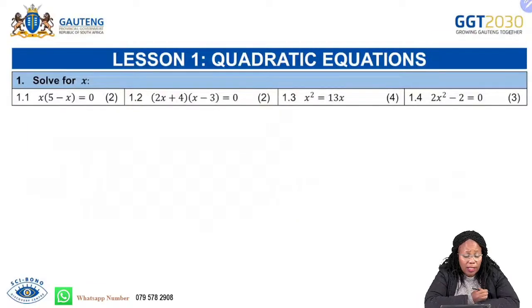And then now let's start with our activity now. The first one, we are solving for x, grade 12.